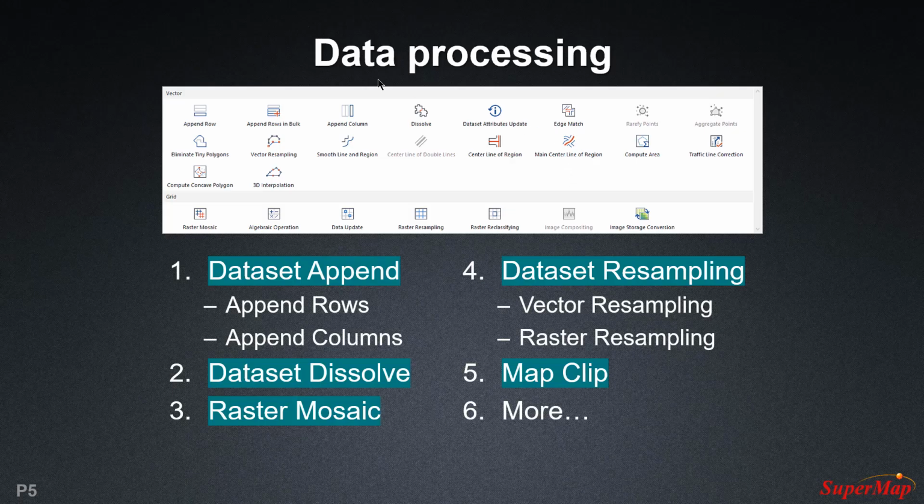Right, so let's talk about data processing. We're going to start off with talking about the Dataset Append function, and we're going to very briefly talk about appending columns, because we have demonstrated the append column function in a previous video that you can go back to if you want to see a detailed demonstration of this function. And in this video, we are going to demonstrate the appending of rows. So let's go right ahead and do that.